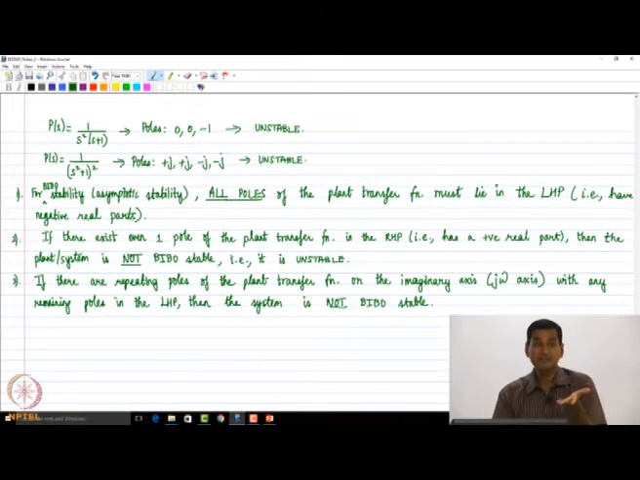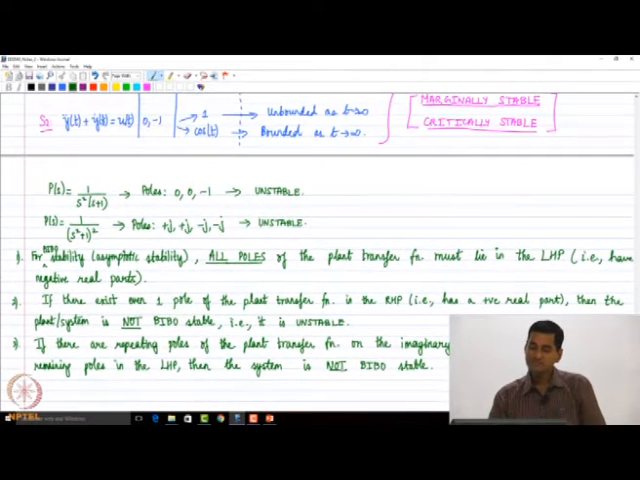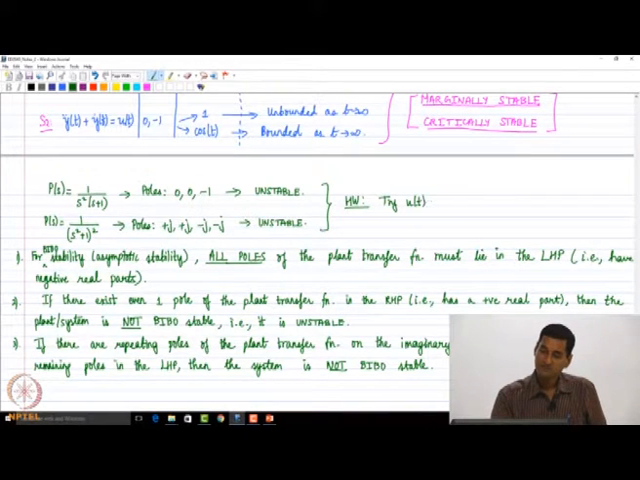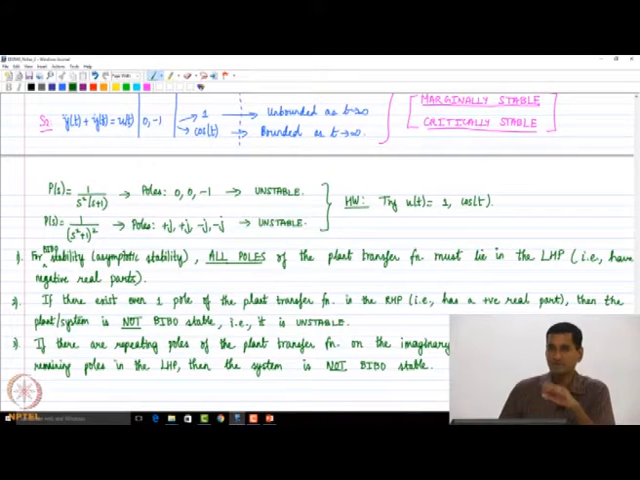Okay, once again, as we just discussed, you could do the same exercise; I leave it to you as homework. You try with u equals 1 and cos t. You would see that in both cases, it doesn't matter which system you take, the output will be unbounded. Okay, that is a guarantee, because you have a repeating pole on the imaginary axis.